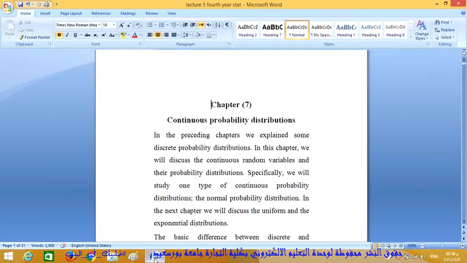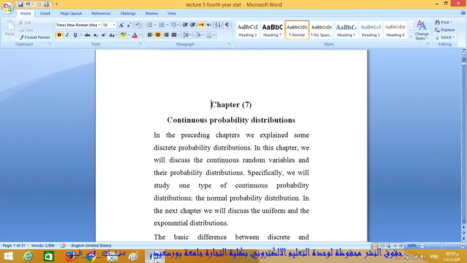First, I will remind you that I canceled the hypergeometric distribution. Don't forget that, because it's so difficult to explain this distribution far away from my students. So I canceled the hypergeometric distribution. Now, in the preceding chapters, we explained some discrete probability distributions like binomial and Poisson. And again, I canceled the hypergeometric distribution.